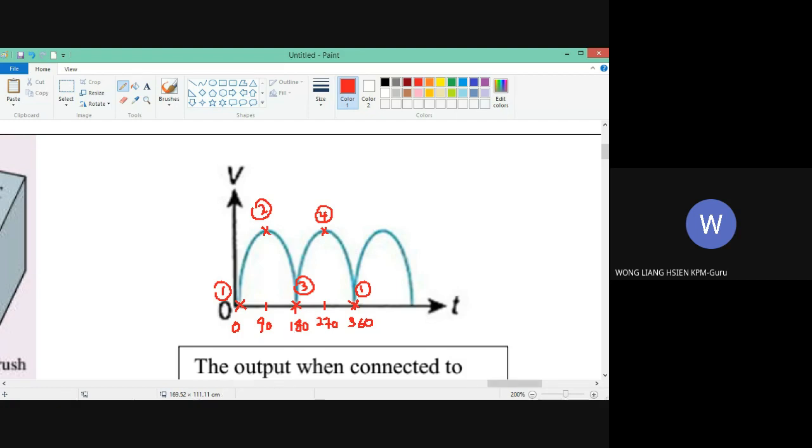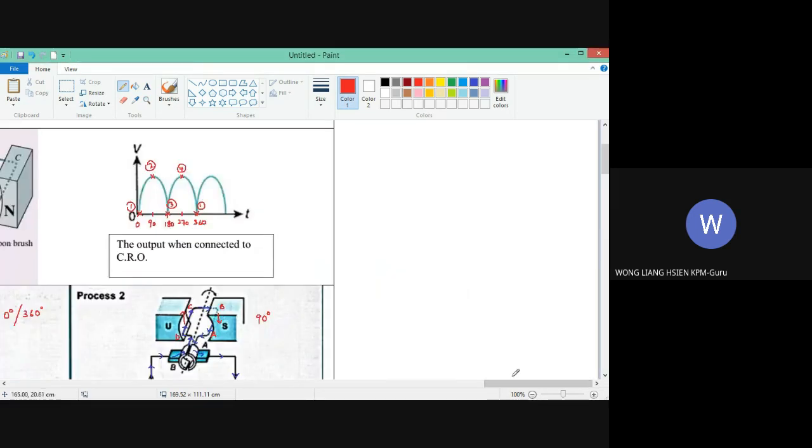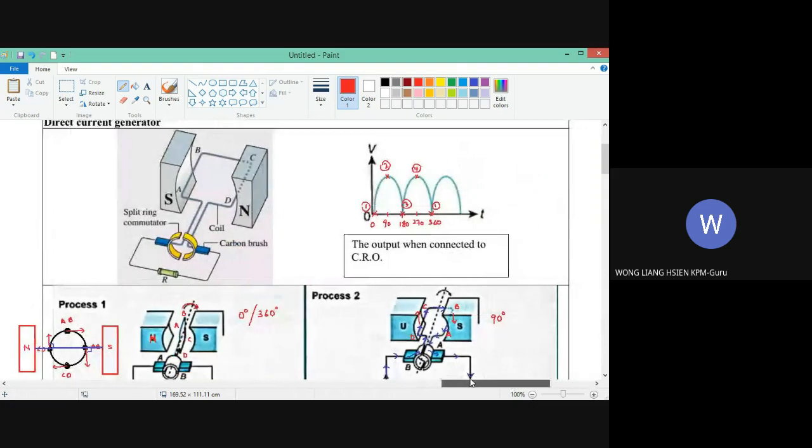All right, does anybody have any question about this direct current generator? Okay, thank you very much for responding. Hopefully everybody else also has no problem, because I always see the same few people that respond. I hope everybody else is listening also.